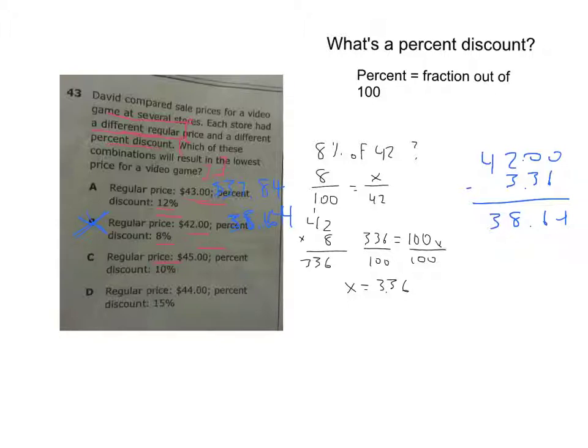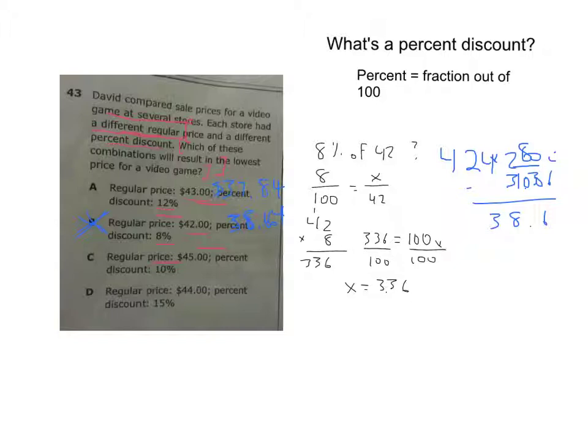So now I want to show you a shortcut for figuring out choices C and D. What you notice is that each time so far, when we find, for example, 8% of 42, we're setting up two equal fractions. 8 over 100 is equal to some amount over 42. And then we're doing the cross multiplying. We're doing 42 times 8 and then dividing by 100.